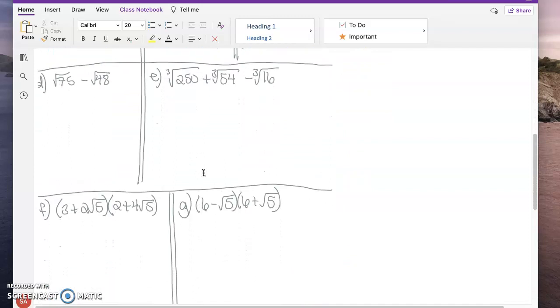Now, for D, you might be tempted to say we can't simplify it, but we've got to think back to what we've been reviewing. Can we simplify the square root of 75 on its own first?